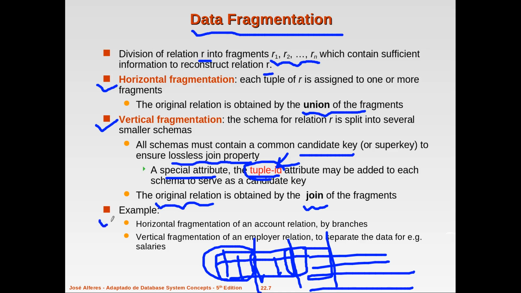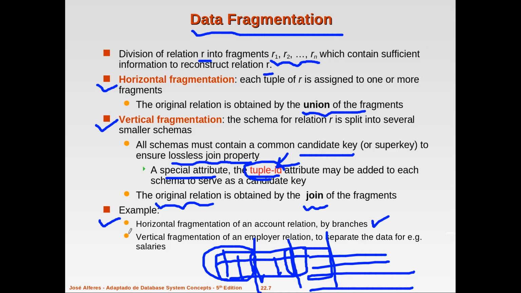Now one example is given. A horizontal fragmentation of an account relation by branches means we will have all the tuples or all the account details of a particular branch, where branch is equal to Cochin. So all the tuples are selected for a particular branch.